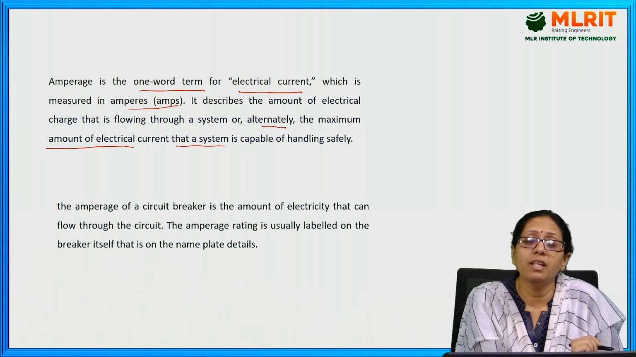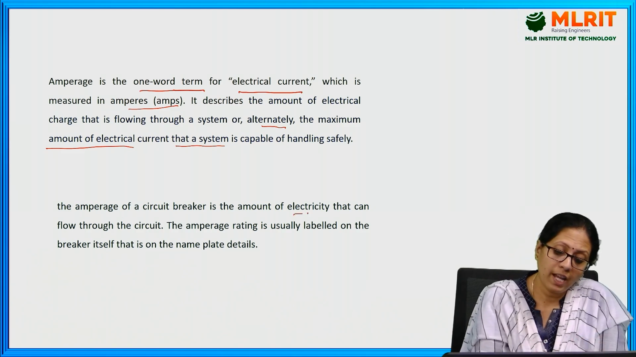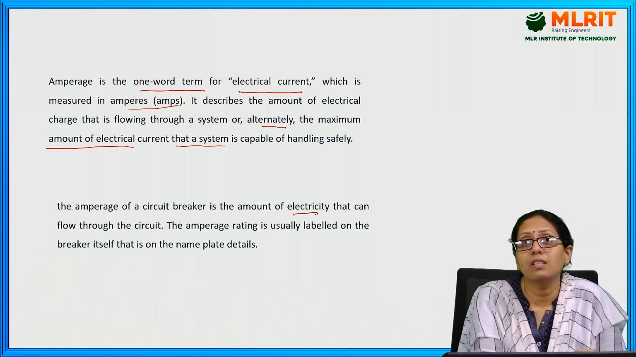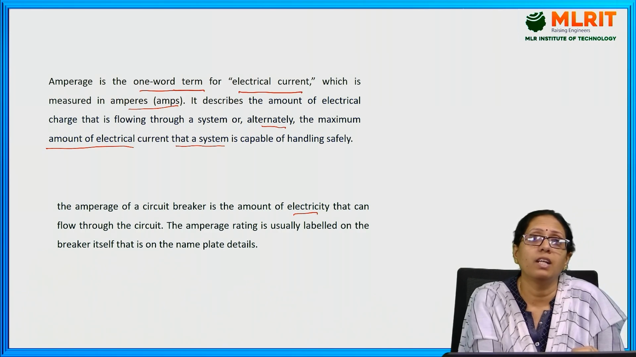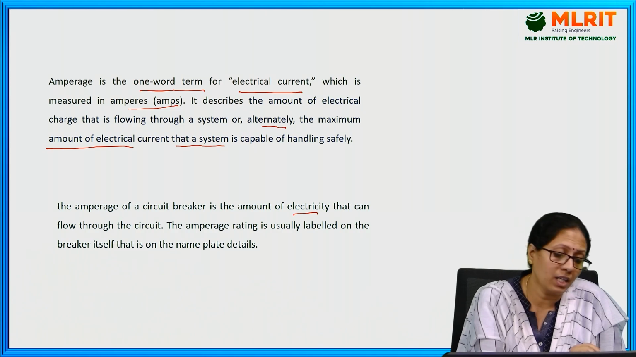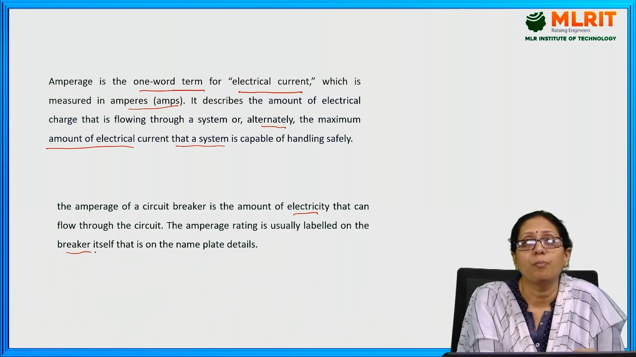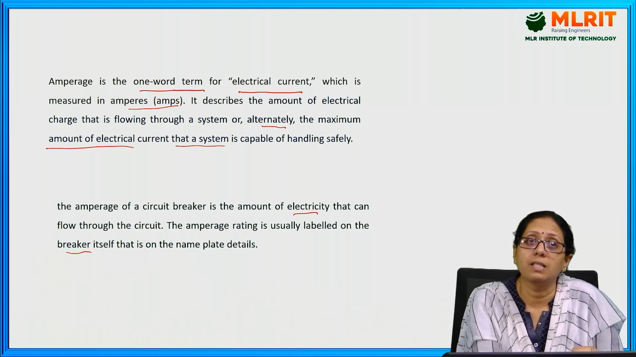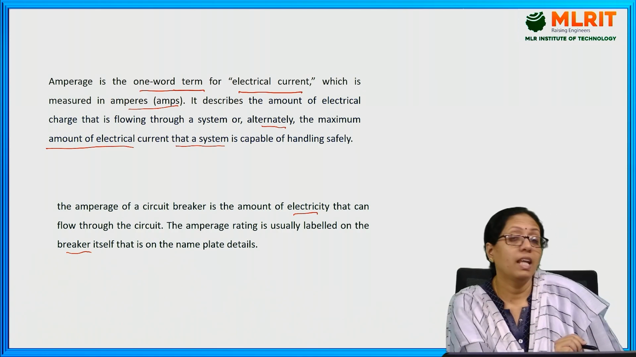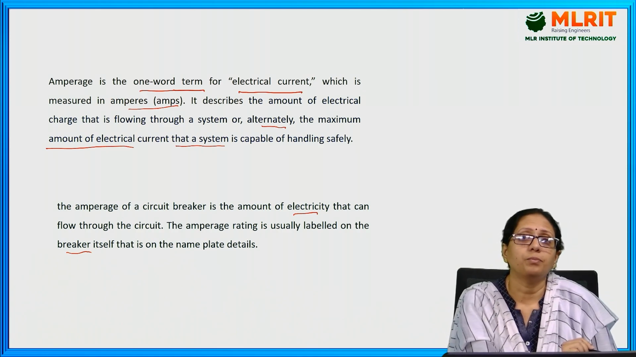The amperage of a circuit breaker is the amount of electricity that can flow through the circuit. The amperage rating is usually labeled on the breaker itself, displayed in the nameplate details.